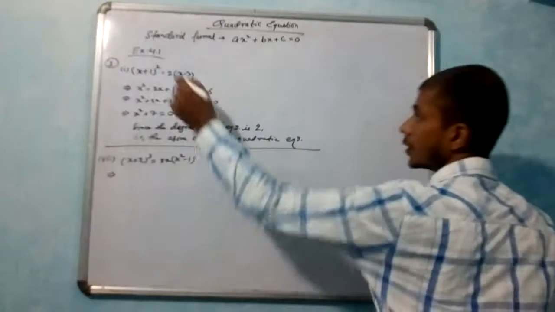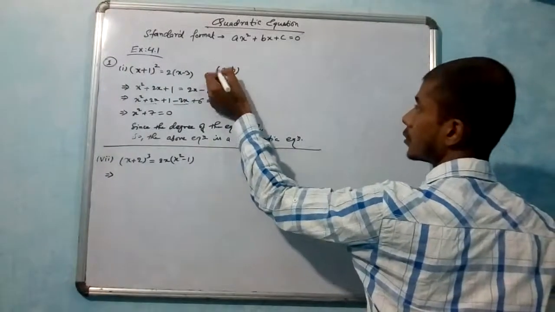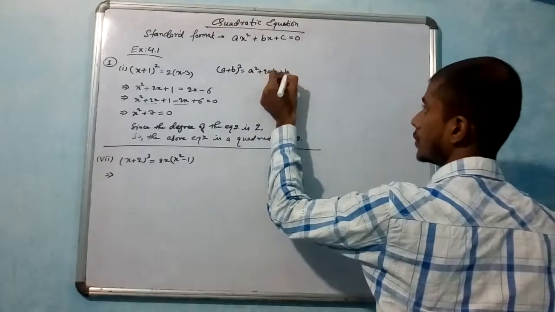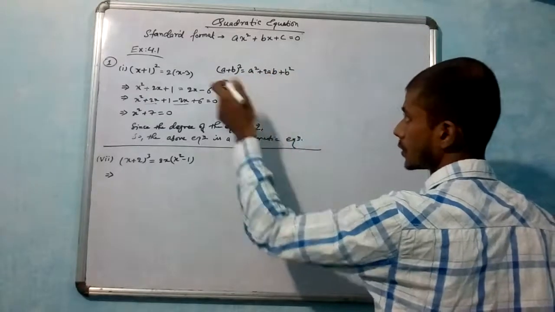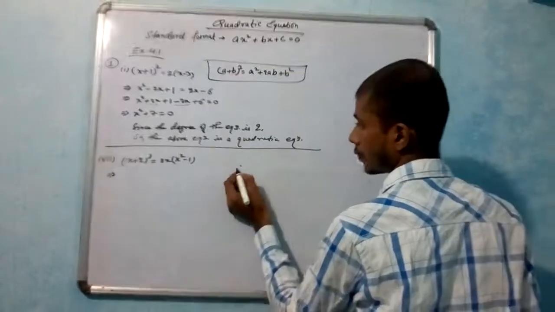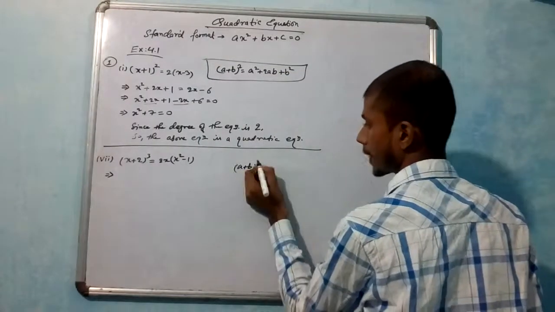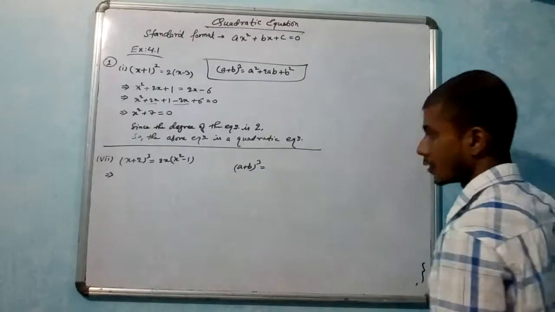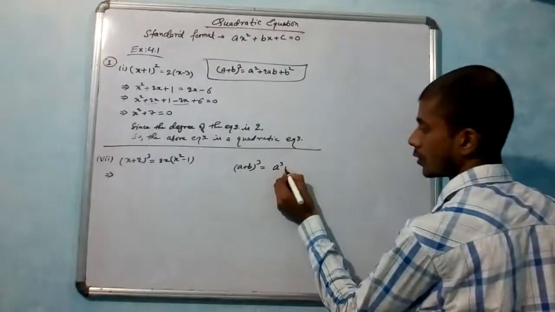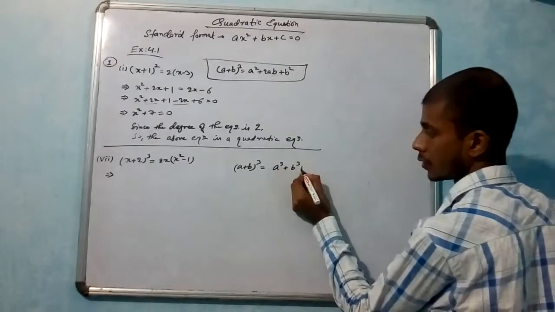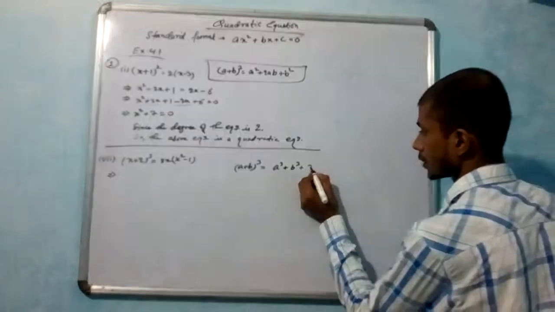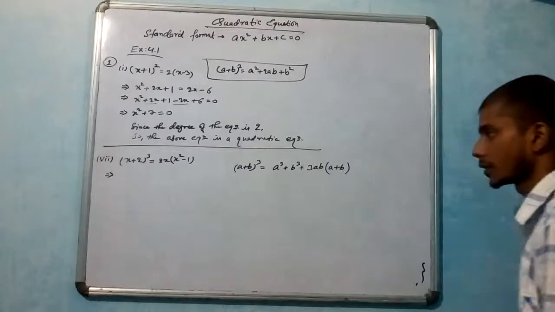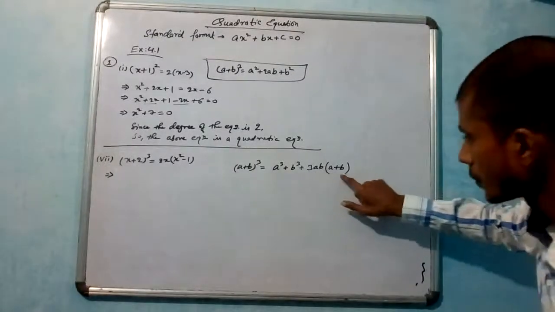(a plus b) whole cube. Here, (a plus b) the whole square is equal to a square plus 2ab plus b square, or you write a square plus b square plus 2ab, same thing. Now here we want (a plus b) the whole cube. The expansion formula is a cube plus b cube plus 3ab into (a plus b).